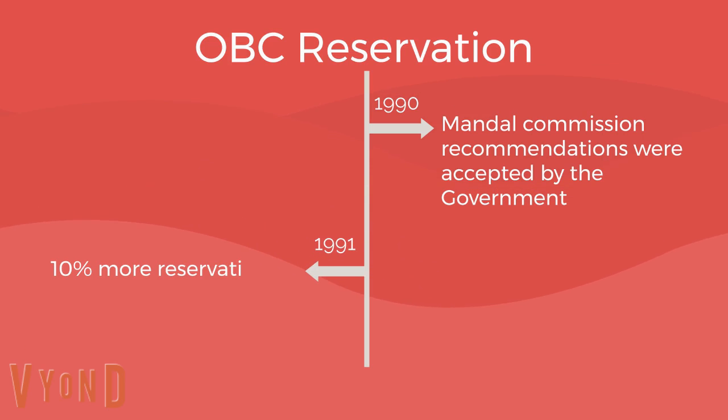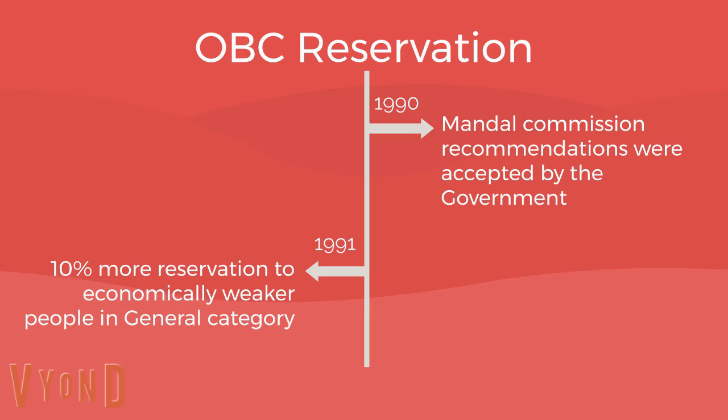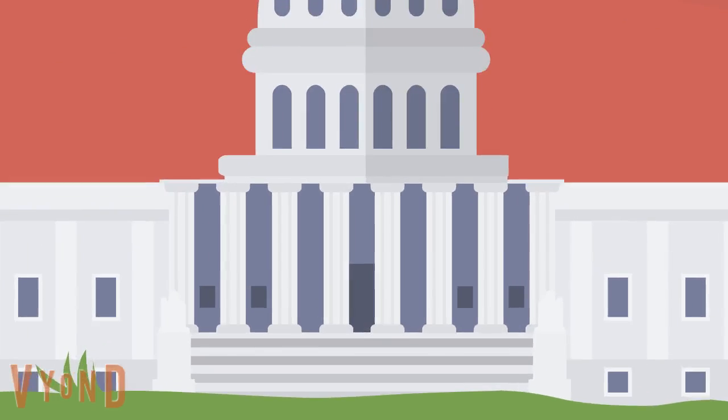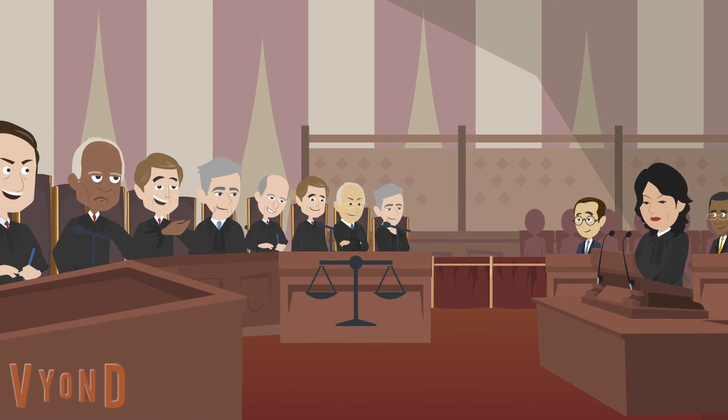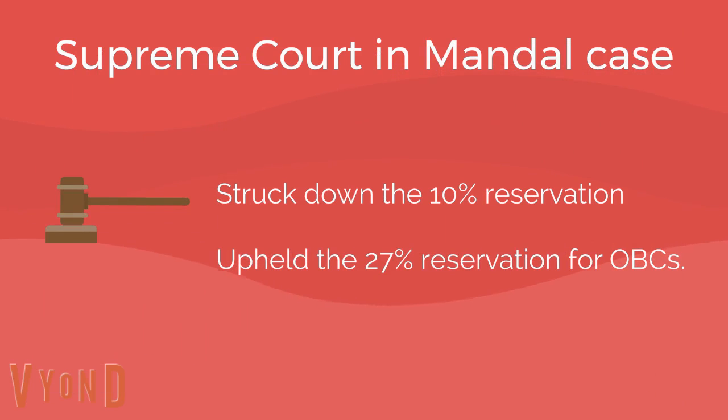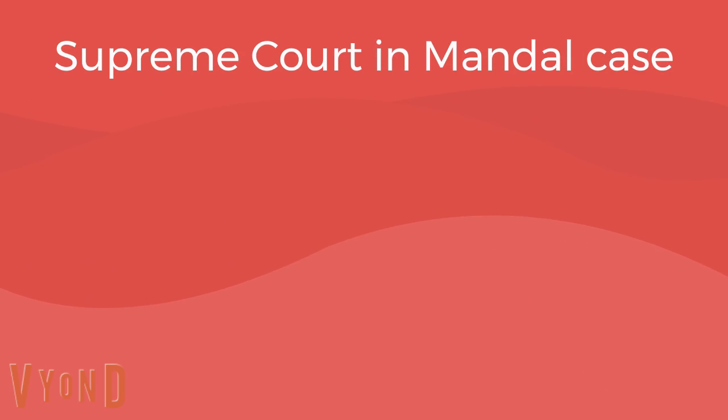The government passed a memorandum in 1981 adding 10% more reservation to the existing structure for the poorer people who were not covered under any reservation quota. The Supreme Court, in its famous 1992 Mandal case, struck down the 10% reservation to the poorer section by saying that economic criteria can't be the only basis of reservation, but it upheld the 27% reservations for OBCs. However, the Supreme Court put a lot of restrictions on the government while implementing this reservation benefit.